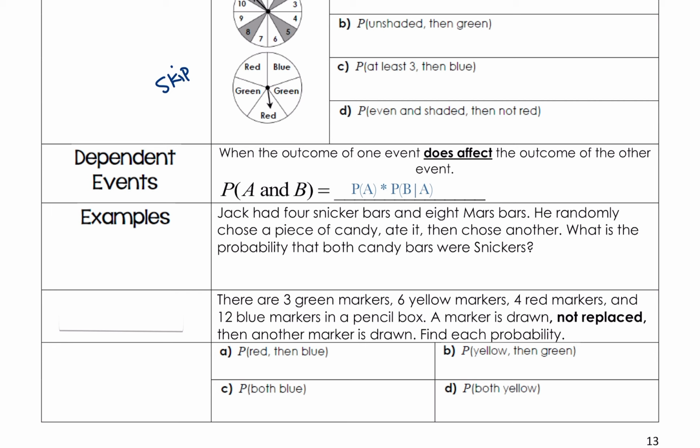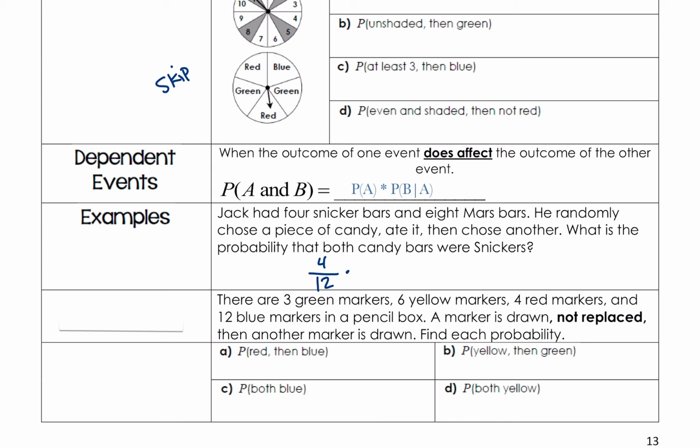So the first time he reaches in and pulls a Snicker bar out, he has a total of 4 Snicker bars in there. So we've got a probability of 4 over our total amount of candy bars. We've got 4 Snickers and 8 Mars bars, so 12 total. So the first time he reaches in the bag, he has a 4 out of 12 chance of pulling out a Snickers bar. And we're going to multiply that by the adjusted probability of pulling another Snicker bar out.